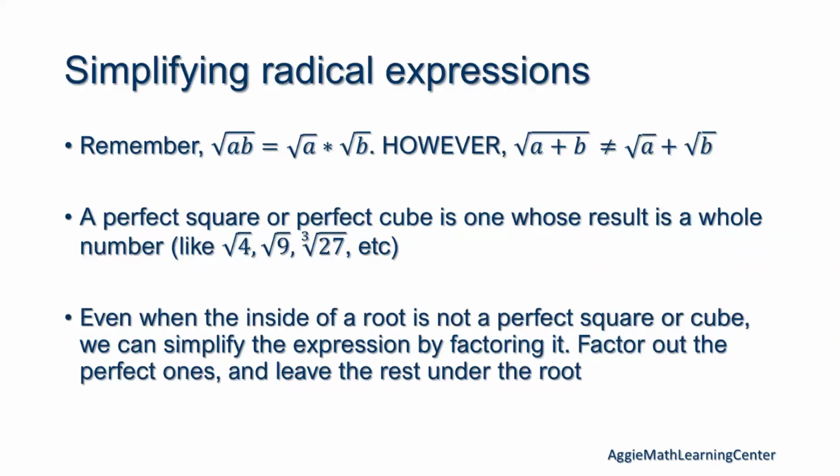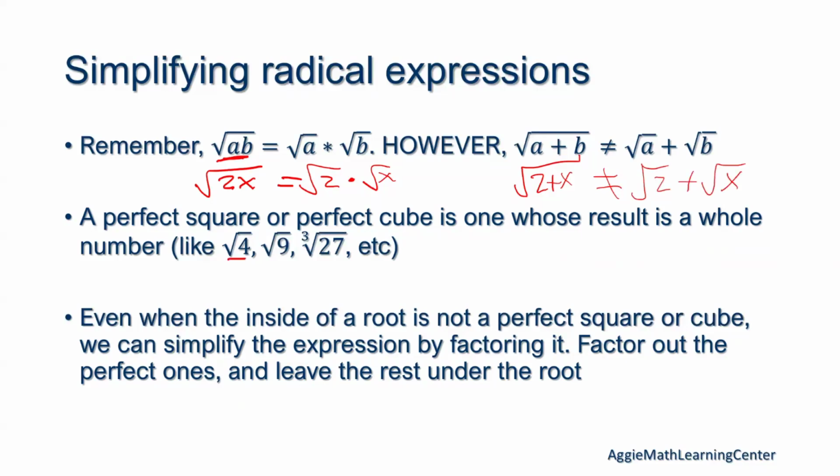Okay. So this is just telling you the square root of AB is the same as square root of A times square root of B. So like if we have square root of 2x, that would be the same as square root of 2 times square root of x. This one is not the same though. If you have like square root of 2 plus x, that's not the same as square root of 2 plus square root of x.